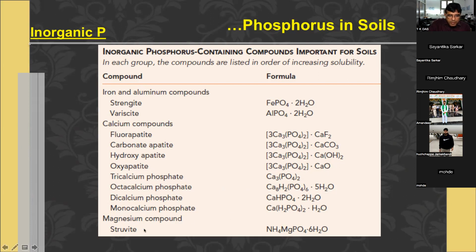And then magnesium compounds like struvite, NH4MgPO4·6H2O. These compounds are also there in the soil. They are also found in the soil. And particularly these apatites are also part of the rocks, rock phosphate. They are called rock phosphate.